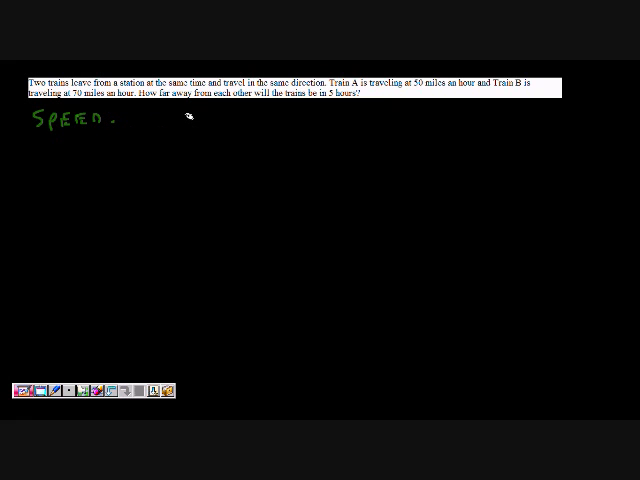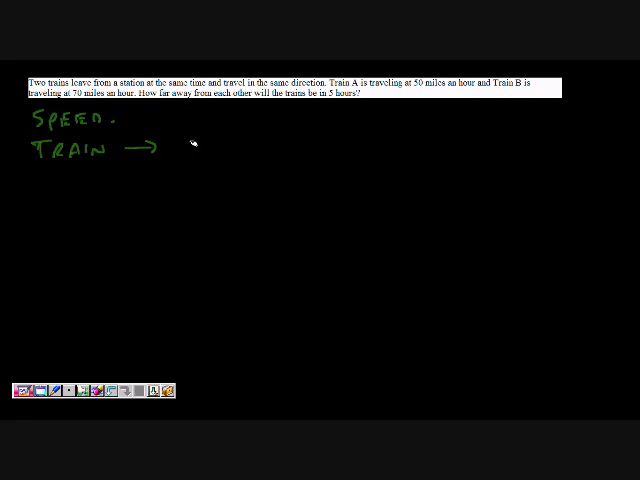Okay. Let's say we are given two trains which leave a station at the same time and are traveling in the same direction. Train A is traveling at 50 miles an hour and train B is traveling at 70 miles an hour. And we're supposed to find out how far apart these two trains are away from each other in 5 hours.